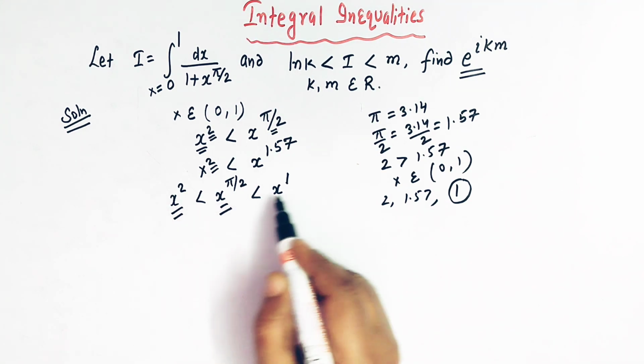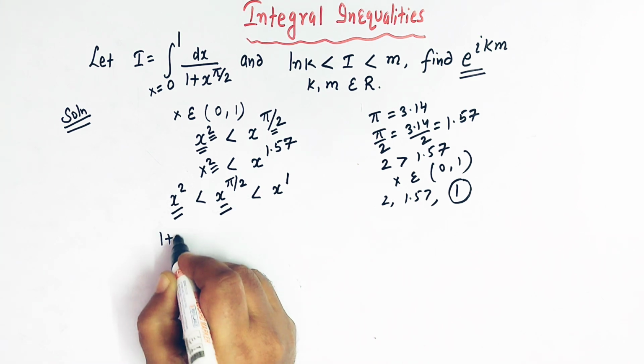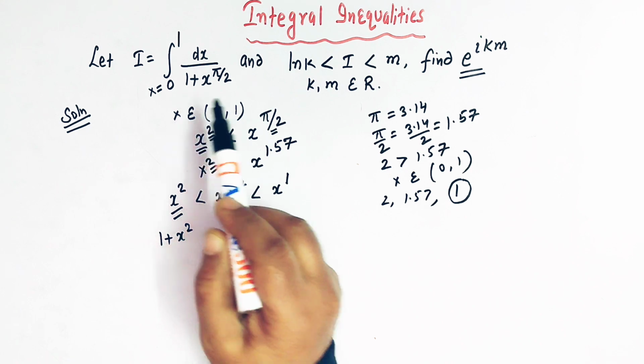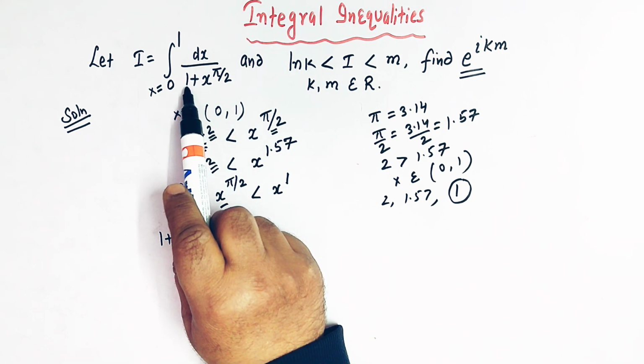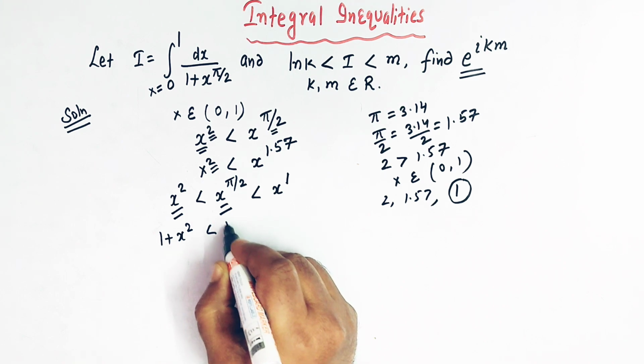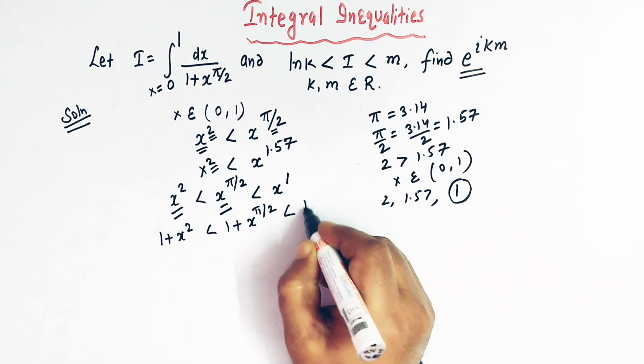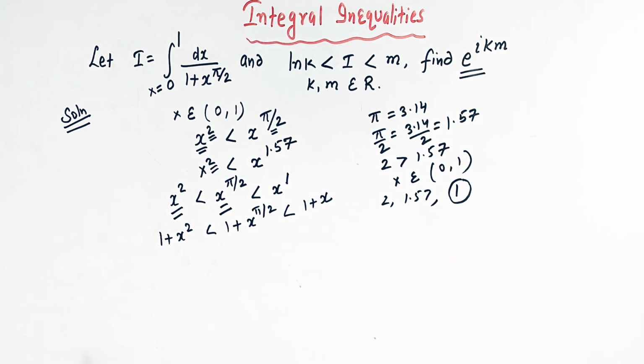So now what we will do, we'll add 1 throughout this inequality. So we have 1 plus x square, because we want to get this term 1 plus x raised to pi by 2. So 1 plus x square is less than 1 plus x raised to pi by 2, that is less than 1 plus x.